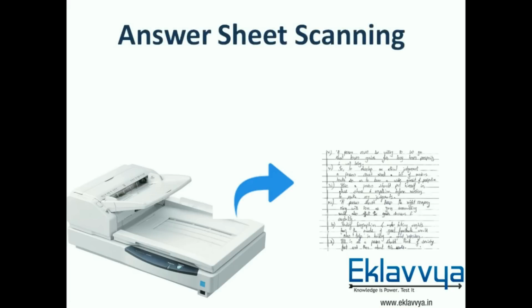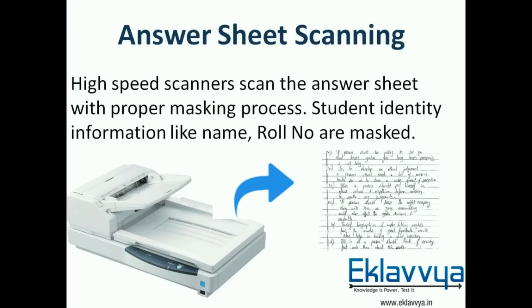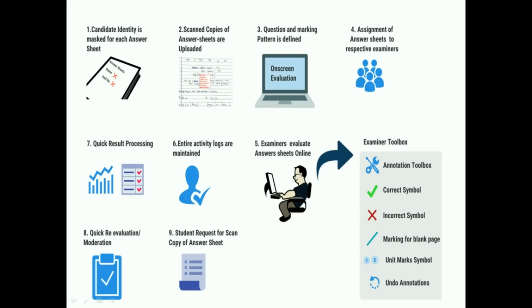First, physical copies of the answer sheets are collected for scanning purpose. All the answer sheets are scanned using high-speed scanners at a secure location. High-speed scanners scan the answer sheets with proper masking process. Student identity information like name, roll number is masked. The examiner would not be able to see these details. It would enable transparent and fair evaluation process.